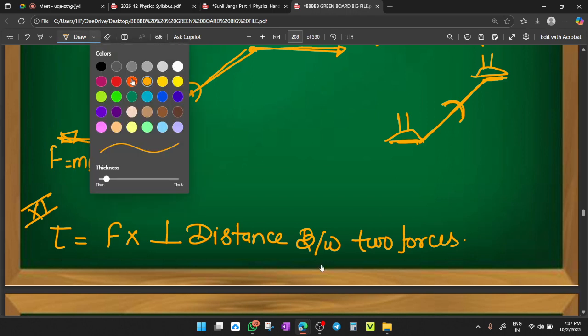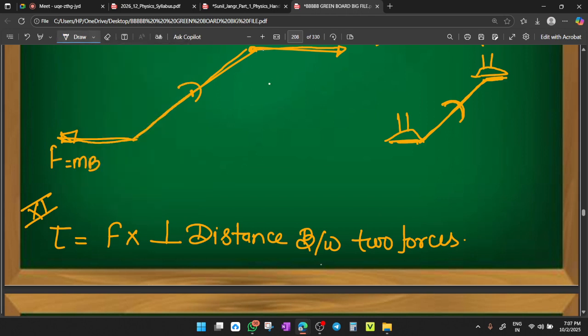Then how will you get the perpendicular distance between the two forces? Look, this is one force, this is the other force. Extend this and draw a perpendicular. This distance, suppose this is x, is the perpendicular distance between the two forces, because one force is going here and the other is this. So we have to calculate this one.